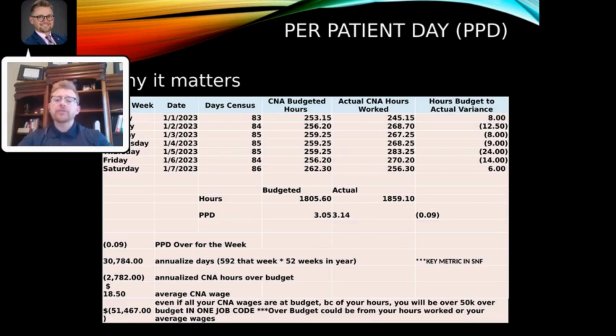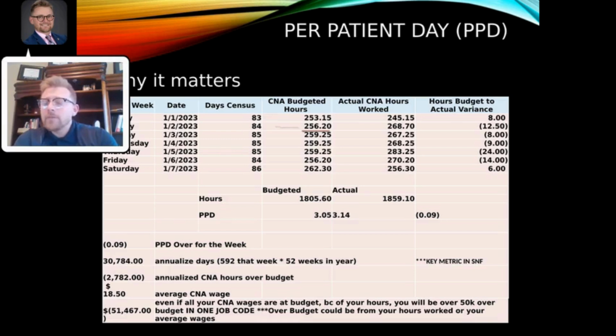So you're under. Okay. So what do you do today? Now, this is an extreme example, but let's say I know that I'm out of the gate 8 hours under. And now it's Monday. I have an admission coming. I'm going to be at 84. So that means my patient days so far for the period is 83 and 84. My budgeted hours for today, based upon 84 heads in the bed, is 256.20. Look, I get to staff more because my census went up.